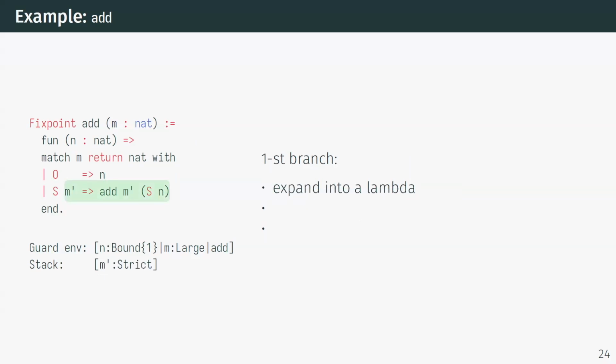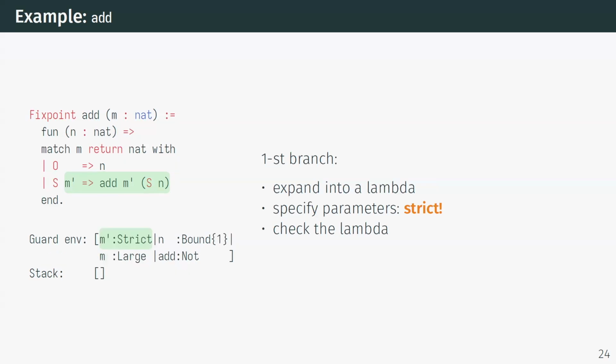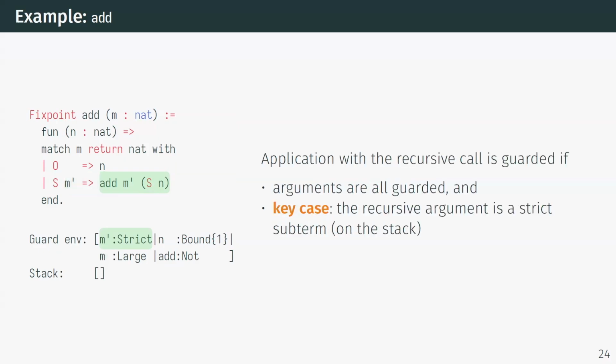First branch, expand into a lambda, you specify the parameters, and now the magic starts to happen, because the parameter is M prime, and the M prime is obtained from destructing M, which is a large subterm, therefore M prime is a strict subterm. And then it is put into the stack, and now you can check the whole lambda. You remember, if you check a lambda, you need to check the type, but the type is nat, so whatever. It's fine. And then you push the stack into the environment before you enter into the lambda. Now you enter into the lambda.